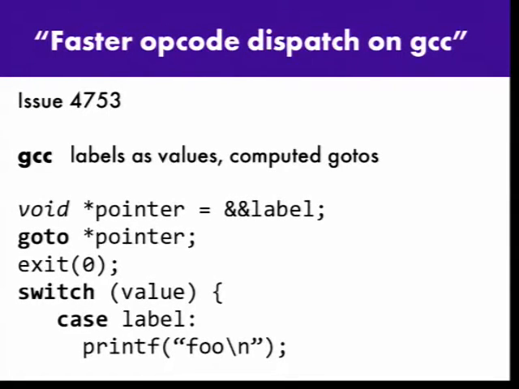So the basic way that this works, here's an example of code using both features. This first line, void star pointer equals double ampersand label. That double ampersand is a new operator. That's the labels as values feature. This double ampersand, the unary double ampersand, means the thing on the right must be a label.